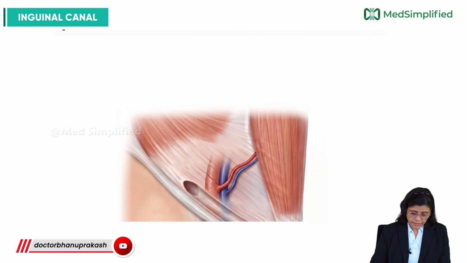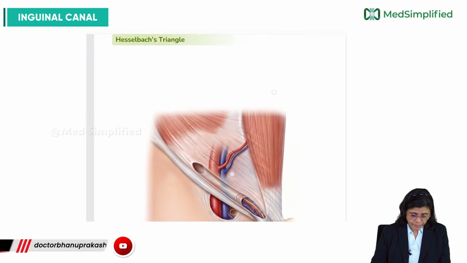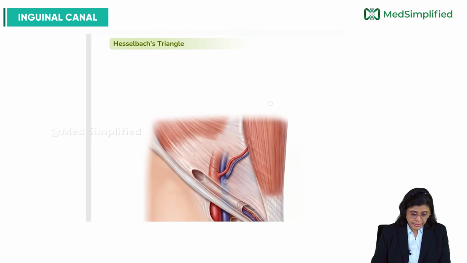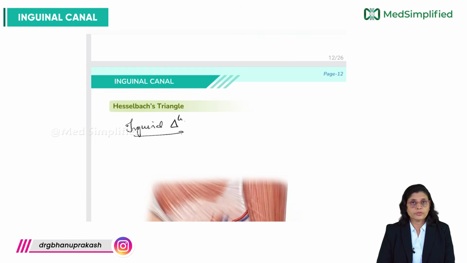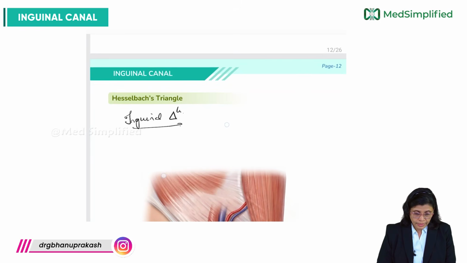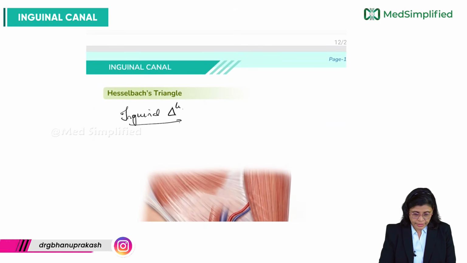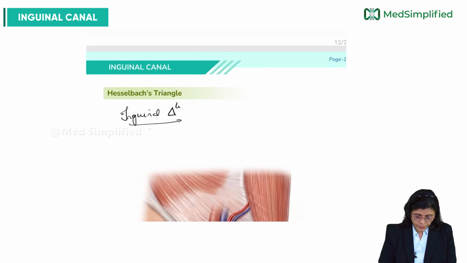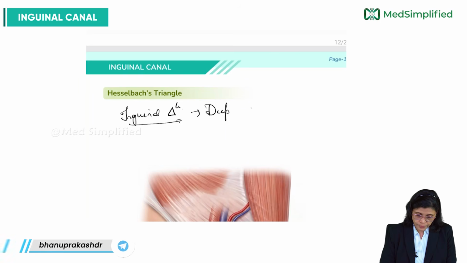So here, a little bit about a triangle before we go in for the clinical aspects. There is a triangle located here, which we call the Hesselbach's triangle. The Hesselbach's triangle is also called the inguinal triangle. It is situated deep to the posterior wall of the inguinal canal.